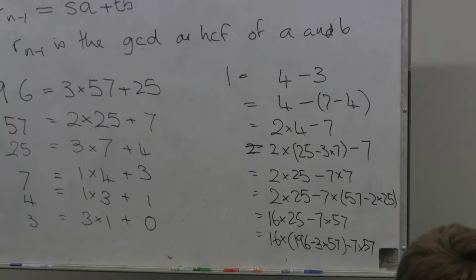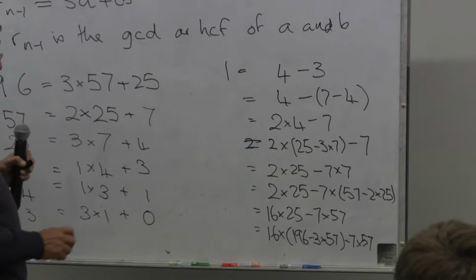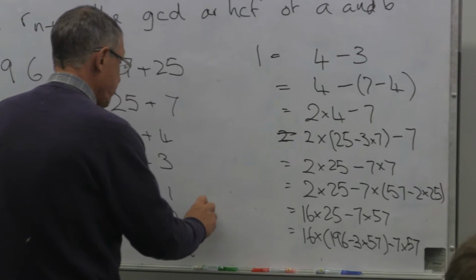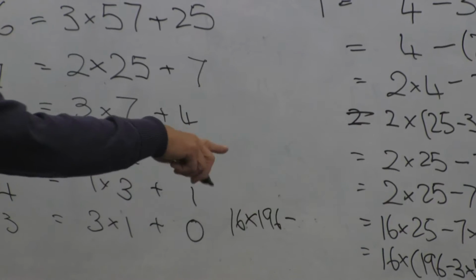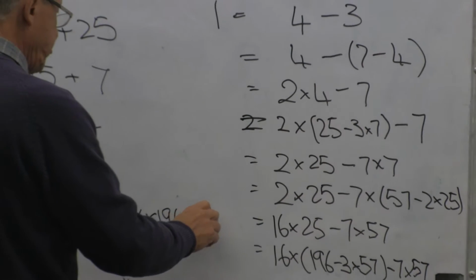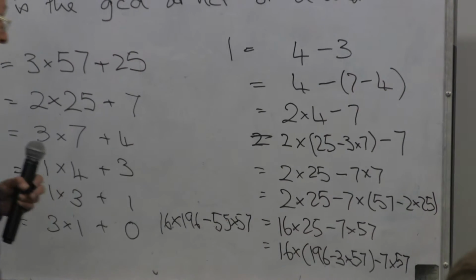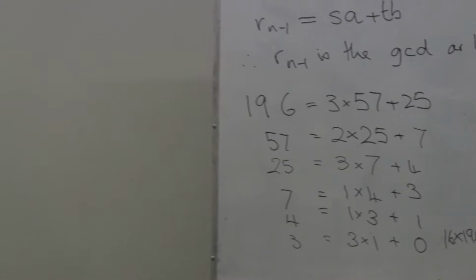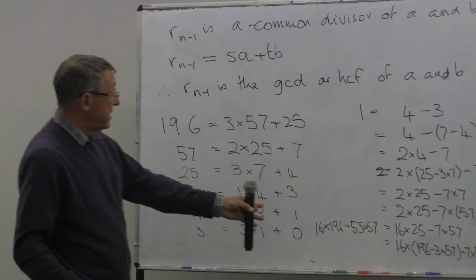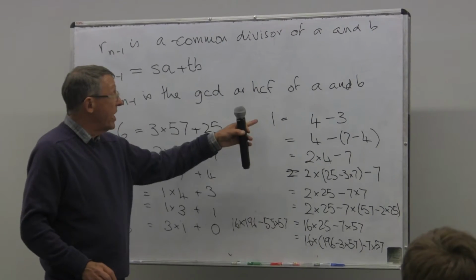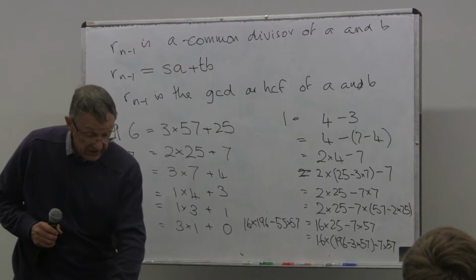So we finally get 16 times 196 minus 48 and 7 is 55 times 57, and if you get out your calculator, that is correct. And so your 1 is expressed as 16, just remember, forget all the middle bit, 1 is equal to 16 times 196 minus 55 times 57.